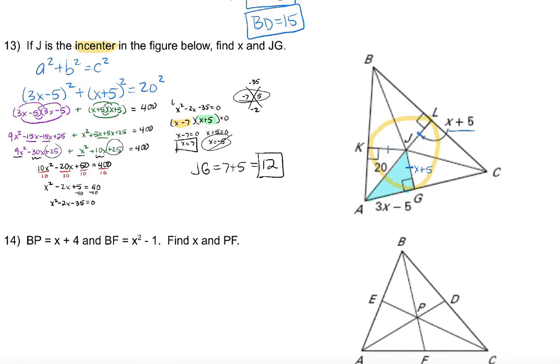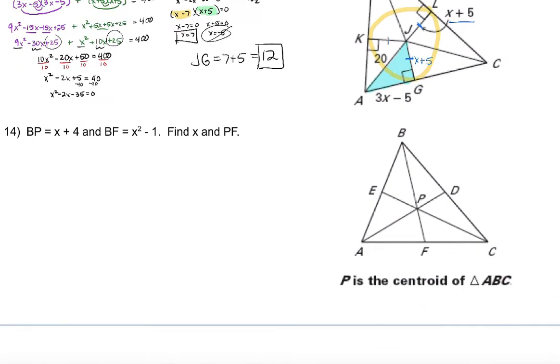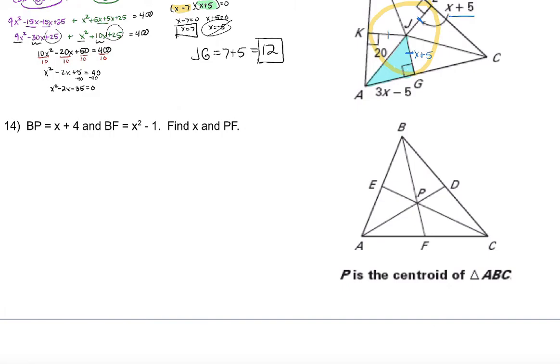Definitely the most complicated algebra that you will have to do. Let's look at number 14. It too has some algebra that is tough. It does have some factoring in it, but at least it doesn't have binomials that you're having to multiply together.